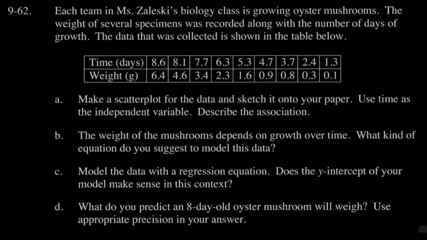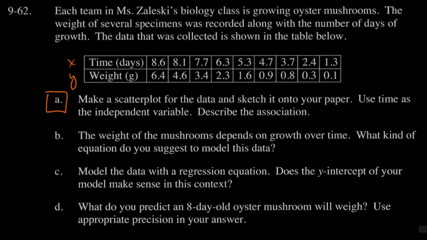So each team in Mrs. Zalewski's biology class is growing oyster mushrooms. The weight of several specimens was recorded along with the number of days of growth. That data was collected and is shown in the table below. The first thing we're asked to do, part A, is make a scatter plot for the data and sketch it onto your paper. Use time as the independent variable, so time is our x values, and therefore y, my dependent variable, will be the weight in grams. And it says describe the association.